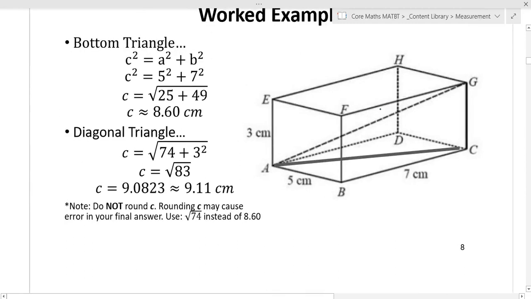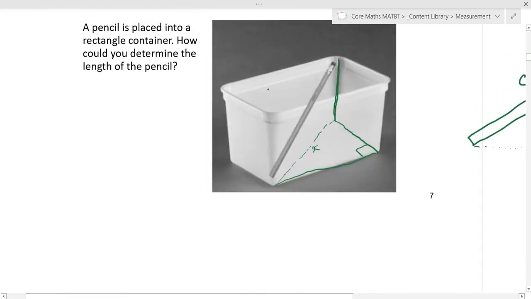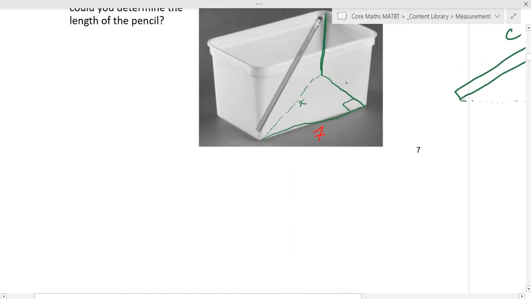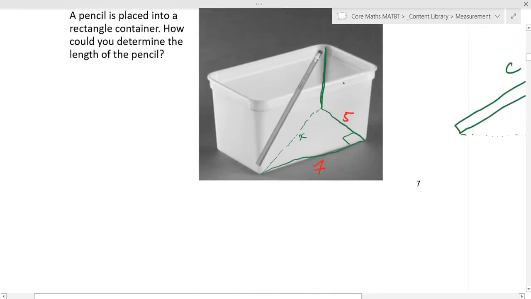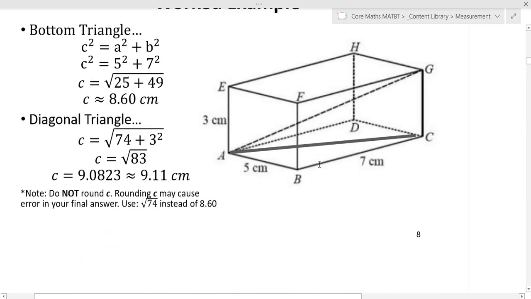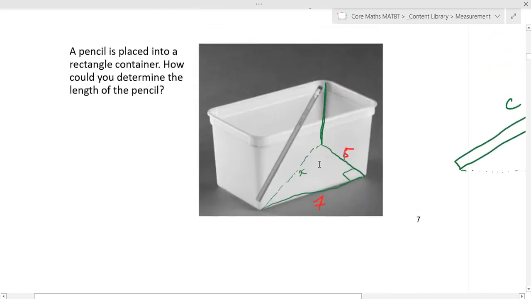I'm going to draw that for you because it's complicated. Here I can see this person has used 7 for this length. So this is 7. And this length over here is 5. If I were you, maybe draw this in. So if that's 7 and that's 5, what else do we need to have here? According to this, yep, so that's 7, 5. Oh, and the height is 3. So this is 3.